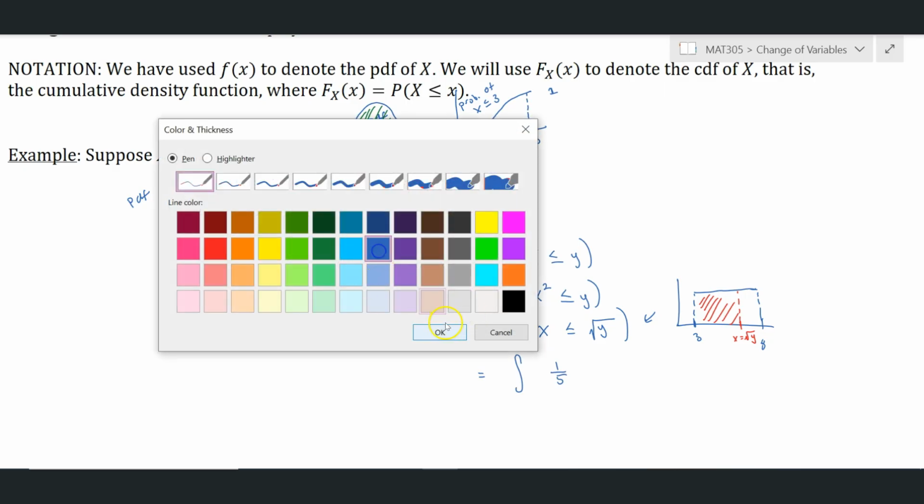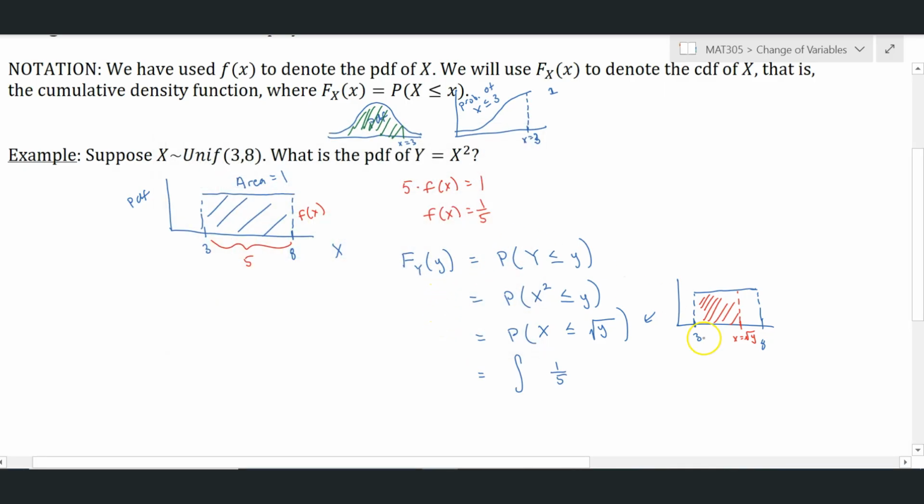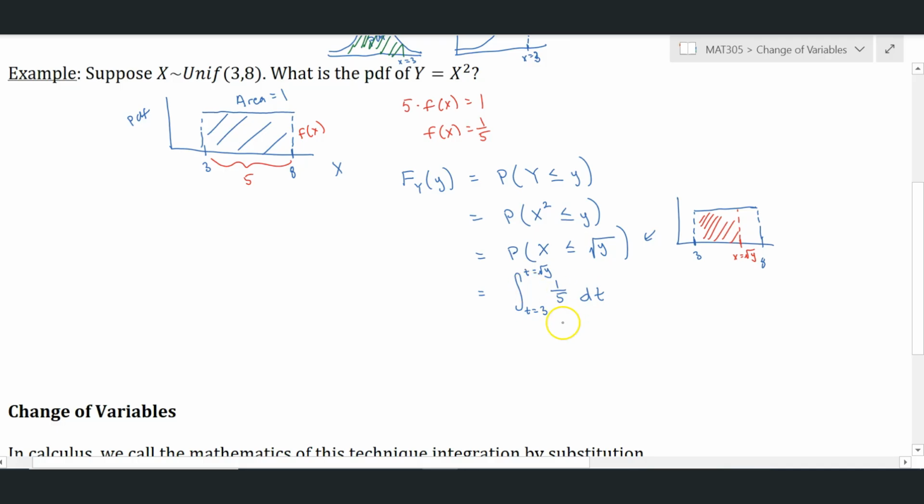Okay, so all we're doing here is changing the name of the variable. And now I'm going to be careful here. I'm going to use a dummy variable, and I'm going to change the variable to t, right? Because I don't want to use x and y. I'm not integrating with respect to x or y. I'm integrating this function 1/5, but I want that value of t to go from 3 up to the square root of y. Okay, so it's all going to be in terms of y anyway. I don't want to use x though because that's going to get a little convoluted. It's not our random variable. Our random variable here is the square root of y.